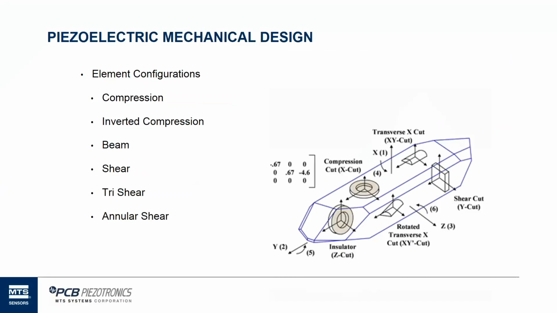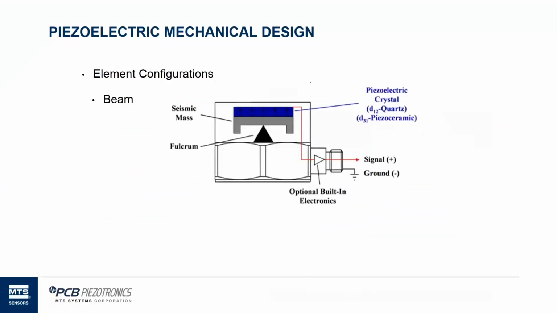And you see we have examples here of tri-shear, annular shear. These are all that shear mode, but they're all just subsets, specific mechanical geometries that we use. So the beam configuration, the beam element that we see here. What we see at the bottom of this diagram is the base of the accelerometer attached to the structure we're measuring. And at the top, we get that fulcrum that's labeled there very clearly. There's the mass that's epoxy bonded to the top of it.